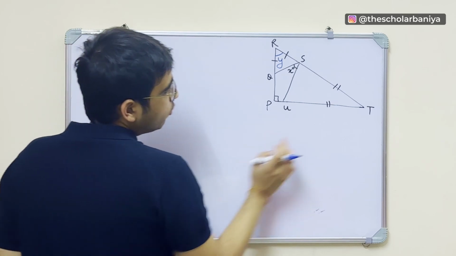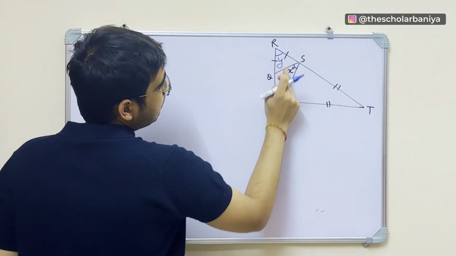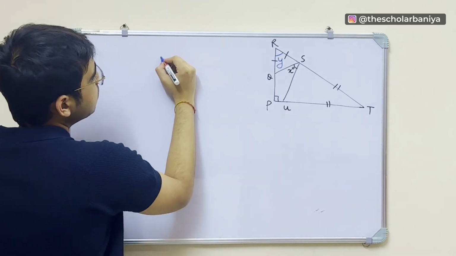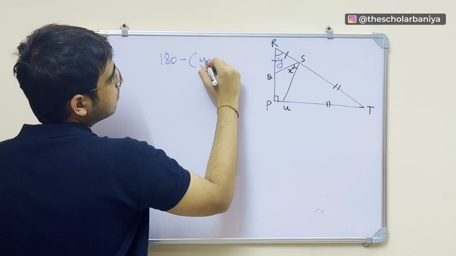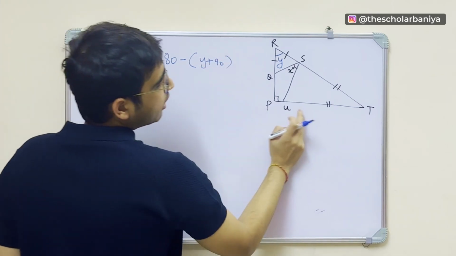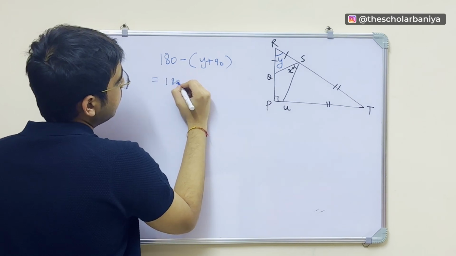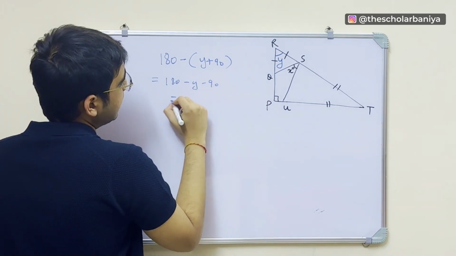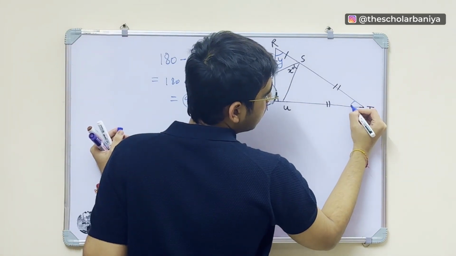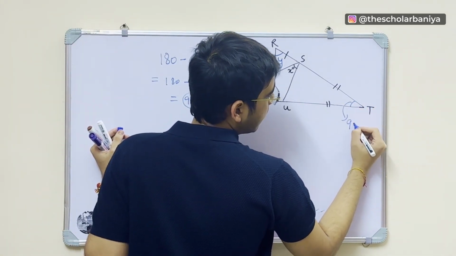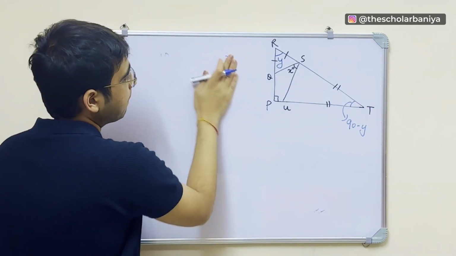So tell me one thing, what will be this angle? So this angle will be what? 180 minus Y plus 90, right? This will be what? This will be this angle, right? So this comes out to be 180 minus Y minus 90, which is 90 minus Y, right? So this angle comes out to be 90 minus Y, right? Okay.